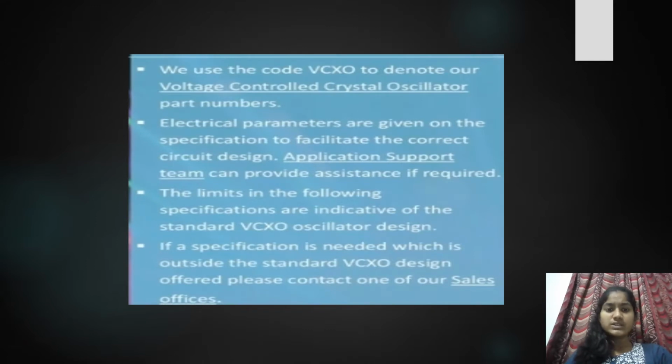We use the code VCXO to denote our voltage control crystal oscillator part numbers. Electrical parameters are given on the specification to facilitate the correct circuit design. Application support team can provide assistance if required. The limits in the following specification are indicative of the standard VCXO oscillator design. If a specification is needed which is outside the standard VCXO design offered, please contact one of our offices.